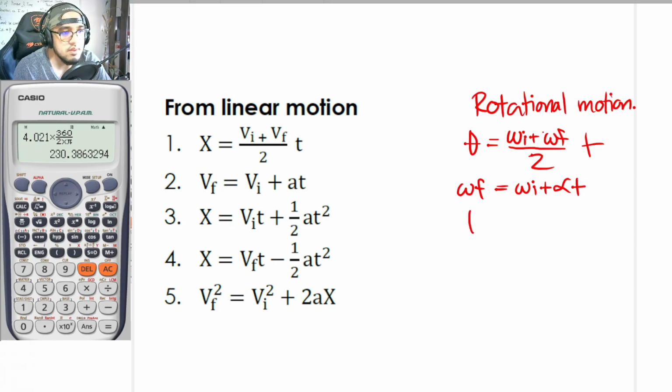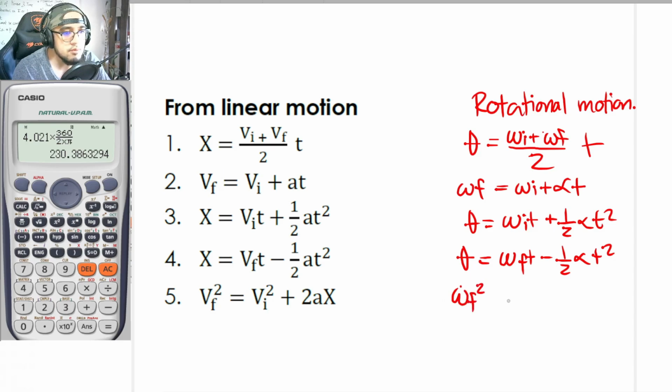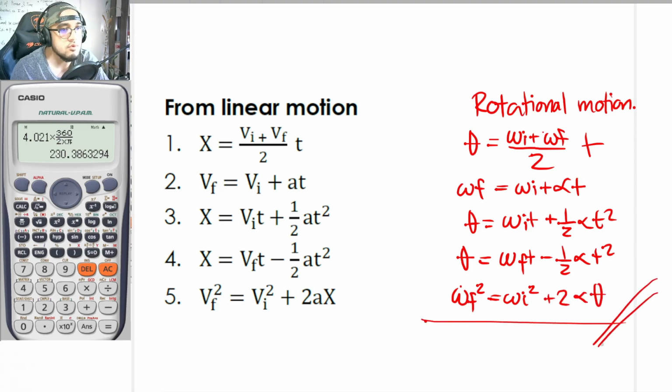So there, and as for this, theta is equal to omega i times t. What I did here is just that I have changed x into theta and I have changed vi into omega i. So plus 1/2 alpha t squared. So this is for acceleration here. This is for equation number 3. For equation number 4, theta is equal to omega f t minus 1/2 times acceleration t squared. Okay, as for this one, this is basically omega f squared is equal to omega i squared plus 2 alpha theta. So these are now the equations that we would be making use of in rotating bodies. So there.